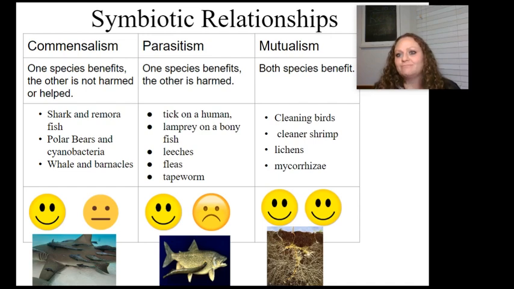Mutualism is when both species are going to benefit. So these are things like cleaner shrimp that clean up fish or larger organisms, cleaning birds. These are the ones that pick the little food bits out of the crocodile's mouths. Lichen that work together, or mycorrhiza, which are these fungal extensions off of plant roots, and the plant and the fungus work together to survive, very similar to what we see with lichen. So mutualism, both species are happy to be in the relationship.